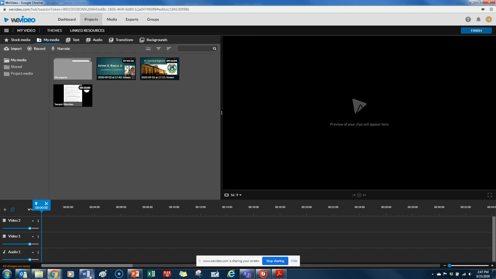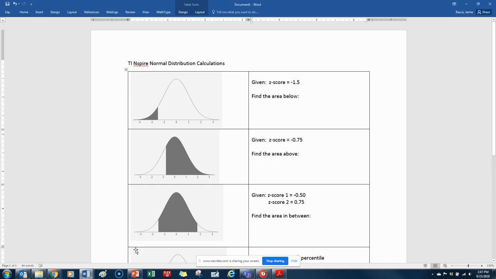Okay, in this video, I'm going to show you how to do normal distribution calculations using your TI Nspire. First problem, we are given a z-score of negative 1.5 and we are supposed to find the area below that z-score. The graph on the left shows you the subject area being shaded.